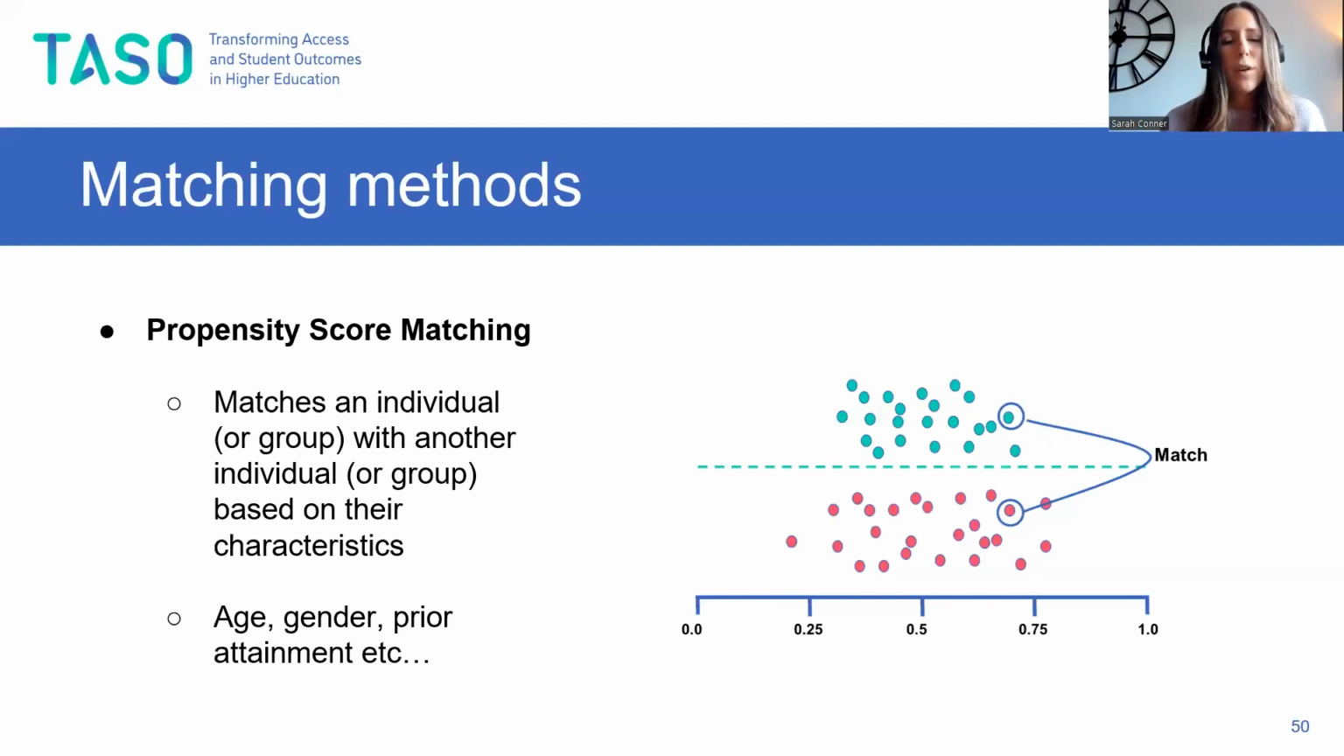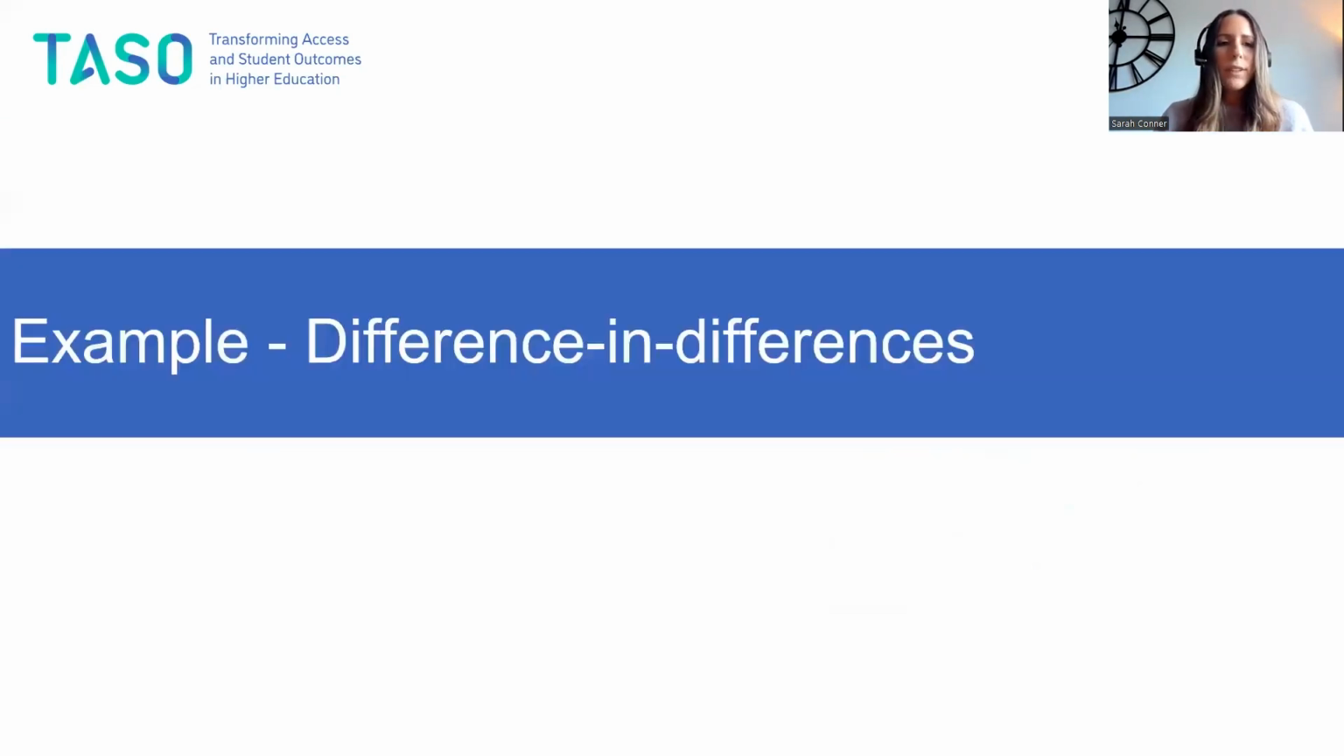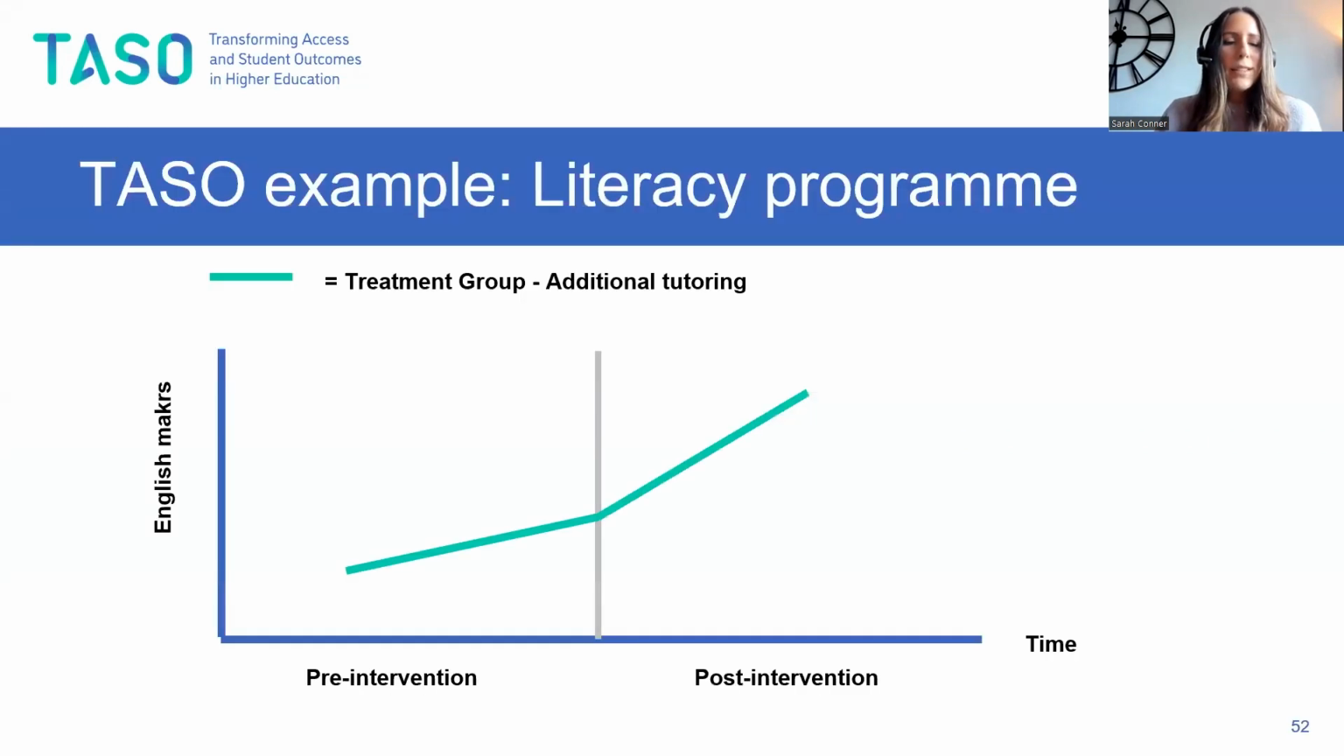You really want to make sure you're matching on as many characteristics as possible, and that those characteristics are important and actually related to the outcome. We know that gender and prior attainment can impact attainment, so those are good characteristics to match on. You're trying to engineer a control group based on having similar characteristics. Propensity score matching is often used in something called a difference in differences methodology, which I'll briefly run through now. So let's take our literacy program.